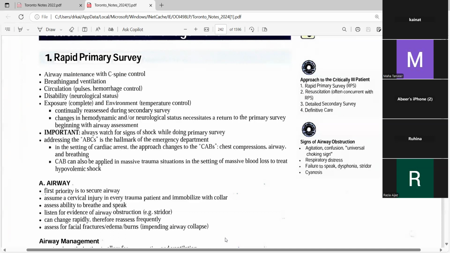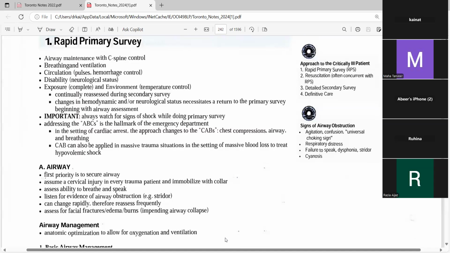So checking vitals is basically, we will start with checking vitals every 5 to 10 minutes, then we can increase the time duration as the patient starts getting stable. Approach to the critically ill patient: rapid primary survey, resuscitation, detailed secondary survey, and definitive care.